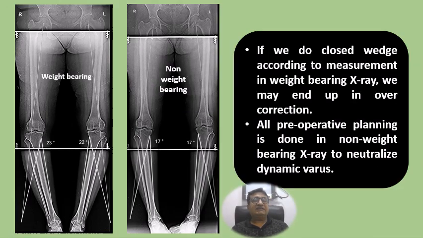If we do planning on a weight-bearing X-ray, see the difference. There is a lot of difference in planning between a weight-bearing full-length X-ray and a non-weight-bearing full-length X-ray. If we do a closing wedge according to measurements on a weight-bearing X-ray, we may end up with overcorrection. All preoperative planning is done on a non-weight-bearing X-ray to neutralize dynamic varus.